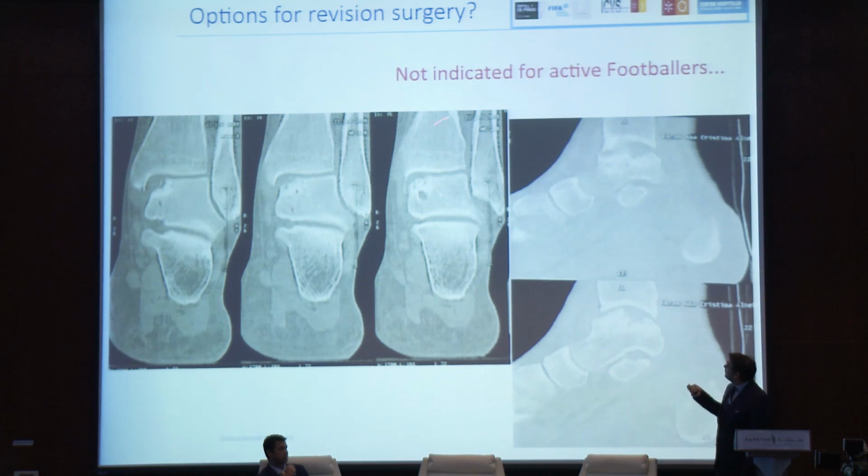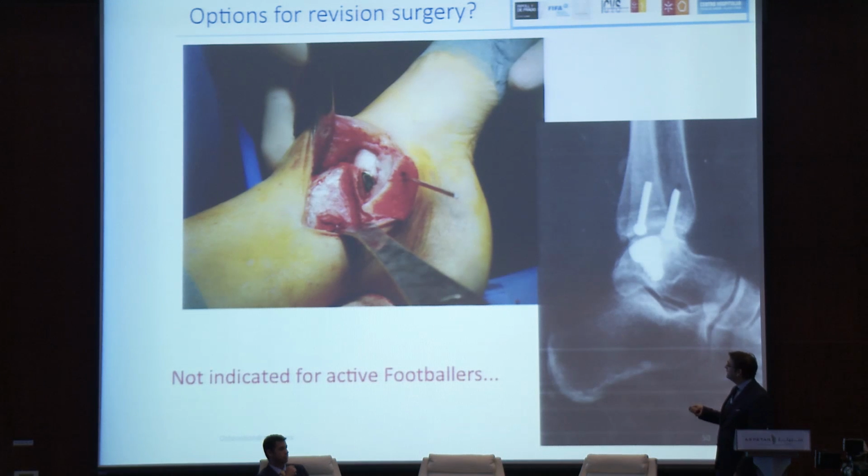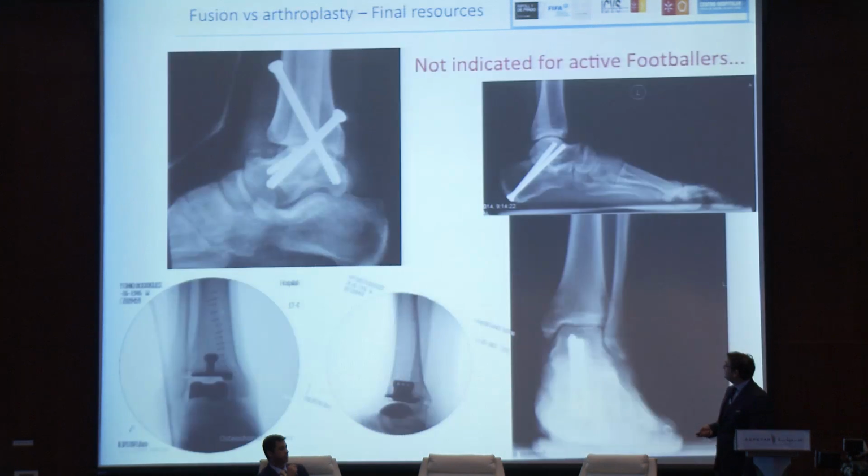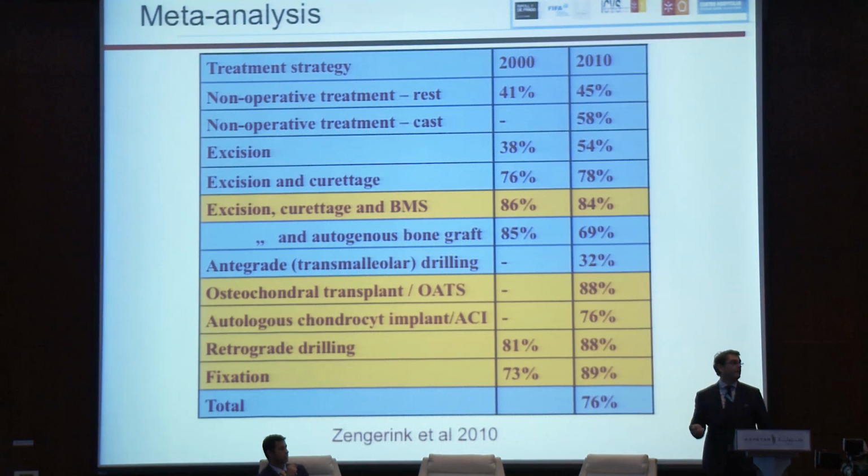So, keeping on, for failure cases and for revision, we have some new sets of options, but once more, they are not for active footballers, but maybe they can allow people to be more active in sports, like this EMICAP procedure that the Amsterdam School came up with. And the last option would be fusion, because the concern about ankle replacement is something for a different talk on another day.